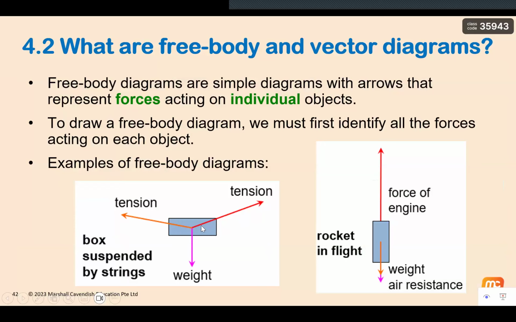Next one, I have a box suspended by two strings. The two strings will give me a tension force in the strings, and there is also a weight acting on the box. Next, we have a rocket in flight. The rocket is flying up. There is the engine force upwards that causes the rocket to fly up. As the rocket flies up, there is an air resistance acting on it, represented by this pink arrow. Besides air resistance, the rocket also has a weight going downwards. So these are all the forces acting on different objects.